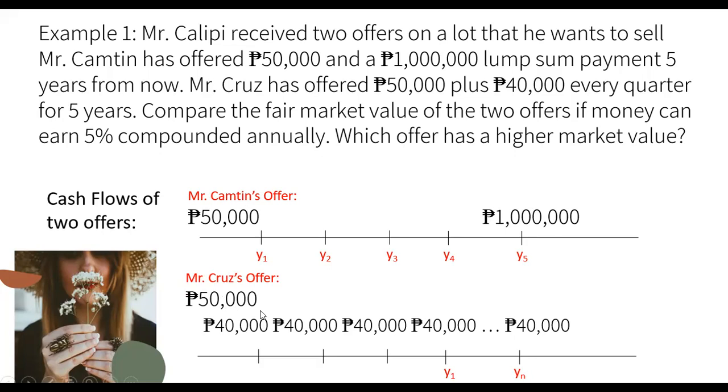Kay Mr. Cruz naman, yung offer naman niya, 50,000, tapos after 5 years, doon natin mako-compute ha, pero ang payment na gagawin niya is every quarter. You know that naman, in a year, mahati siya into 4. Ito yung first 3 months. So after the first 3 months, magbabayad sa inyo si Mr. Cruz ng 40,000. After another 3 months, another 40,000, and so on and so forth until nung ika-5th year. So, syempre, with the cash flow, hindi natin siya kaagad makikita kung alin ba yung mas maganda.